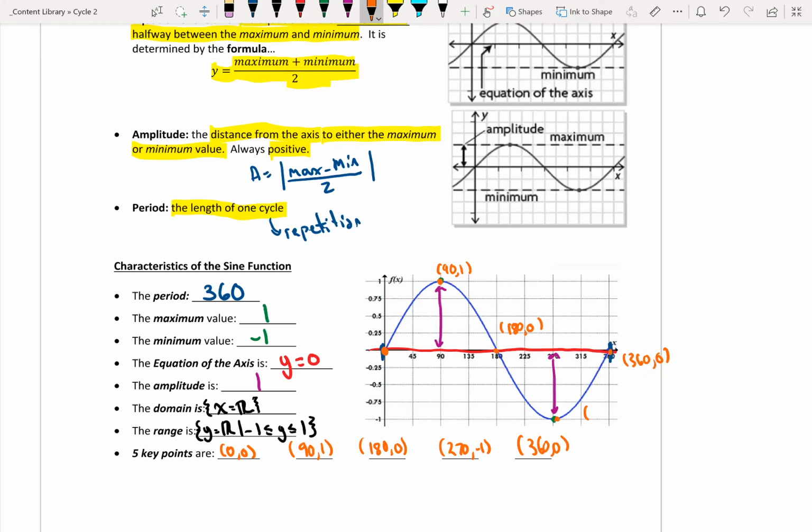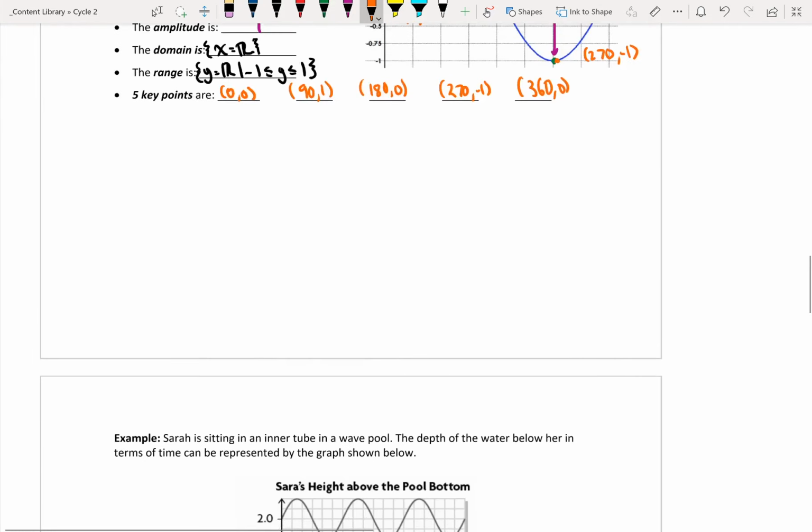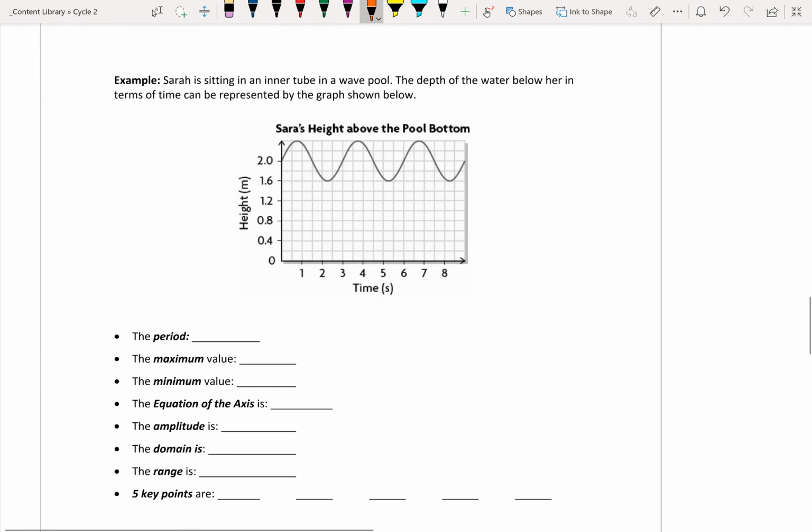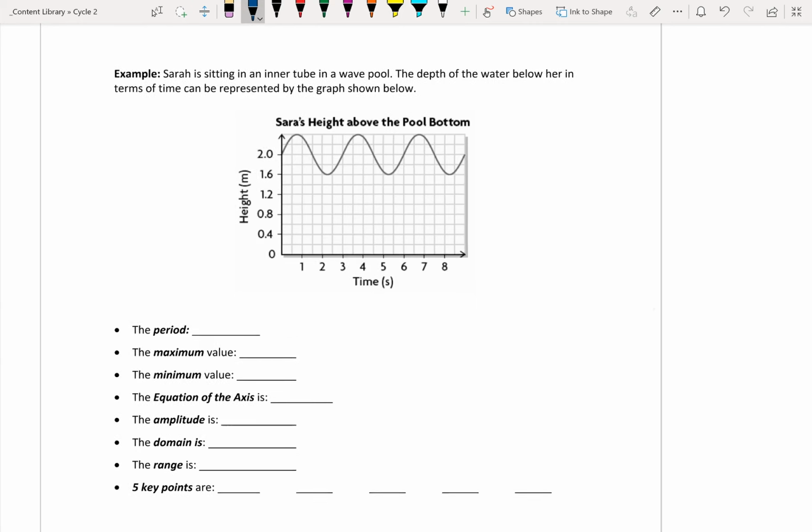So again, those are the key points that we want to be aware of for our sine function. So even if we don't know any of the other values, if we know these 5 key points, we would still be able to roughly draw what our sine function looks like. So let's just do an example looking at our sine function.